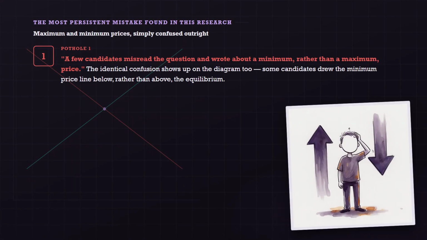Here's the most persistent mistake found anywhere in this research. Maximum and minimum prices simply confused outright. A few candidates misread the question and wrote about a minimum rather than a maximum price. The identical confusion shows up on the diagram too. Some candidates drew the minimum price line below rather than above the equilibrium.